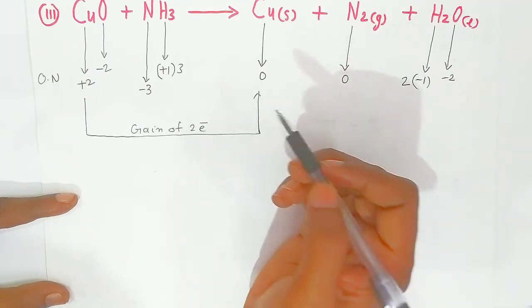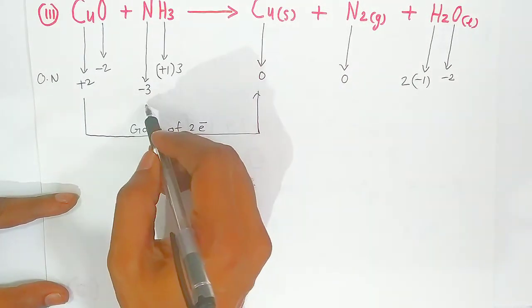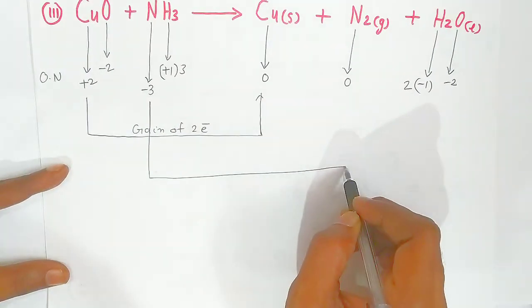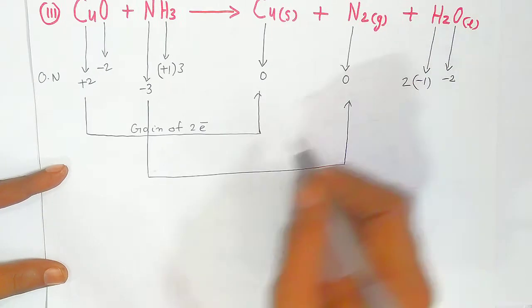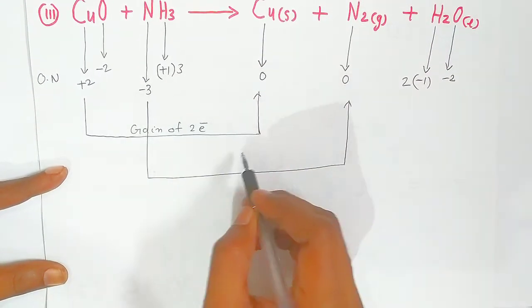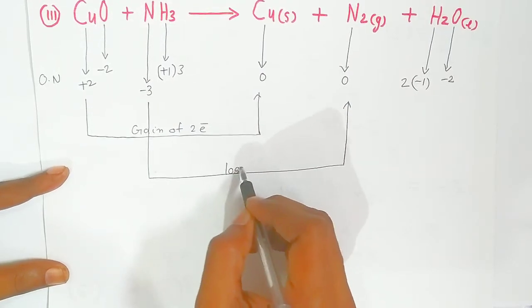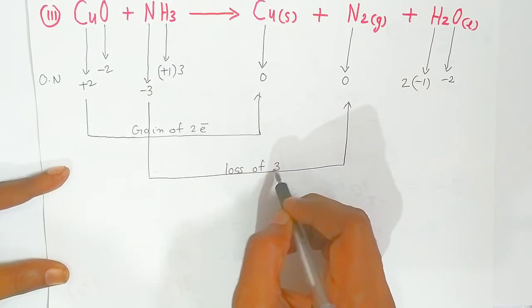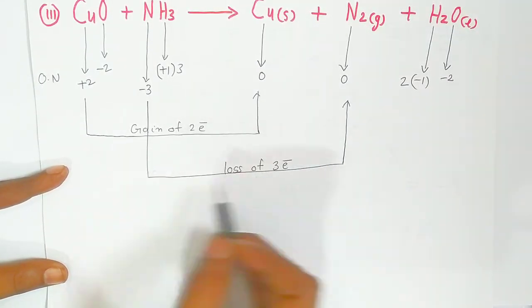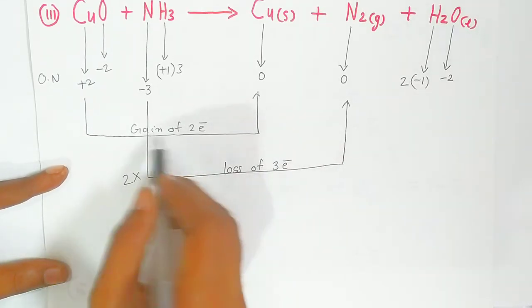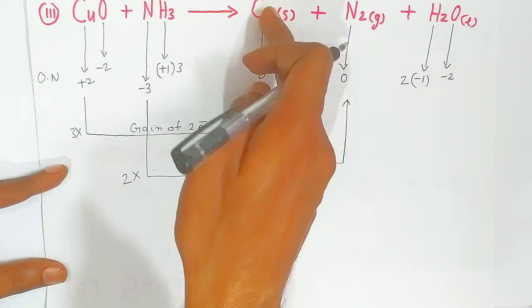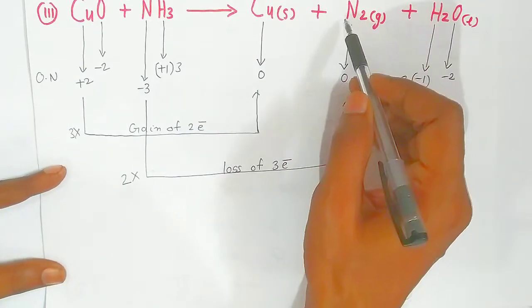What about nitrogen students? When you see the nitrogen, the oxidation number is -3. The oxidation number increases from -3 to 0 by the loss of 3 electrons. Okay students, now if you want to equalize the electrons, you have to multiply this by 2 and these electrons you have to multiply by 3. That means this side also you have to multiply by 3, and here you have to multiply by 2, this side also.